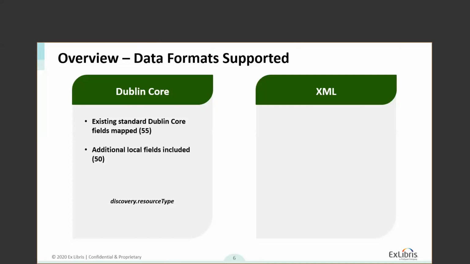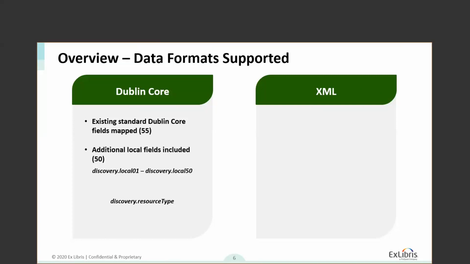So if you do have local fields that aren't standard and you want to map them to a local field so that they end up displaying in your record, and you're defining actually what they are, you have 50 local fields that you can use, Discovery Local 01 to Discovery Local 50. And I think that's still accurate.